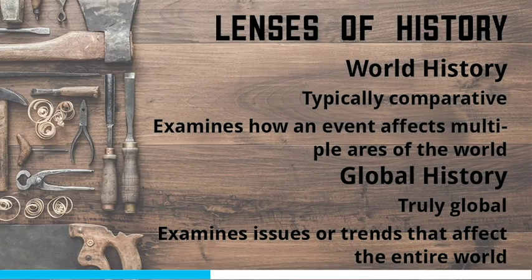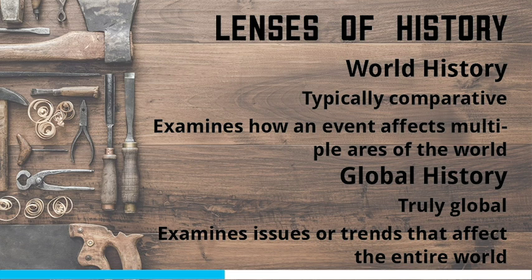Two final historical lenses to discuss are world history and global history. These may sound similar, but there are distinct differences. World history is usually comparative, examining how events affected different parts of the world. An example of this would be a comparison of the effects of the 7 Years' War, known to most Americans as the French and Indian War, on the economies and governments of the American colonies and Mother England.